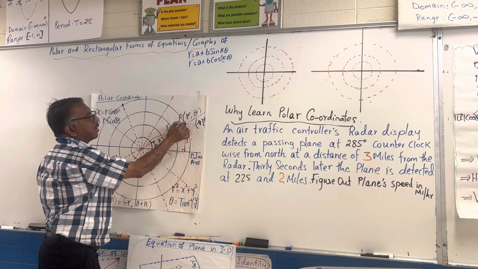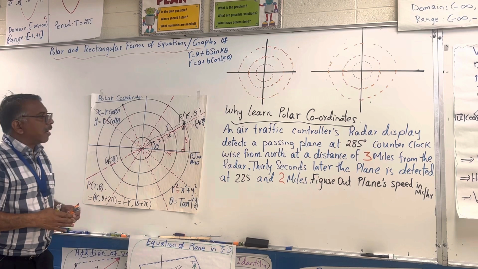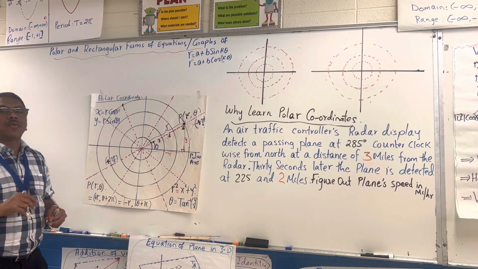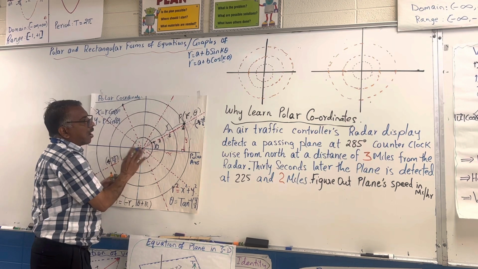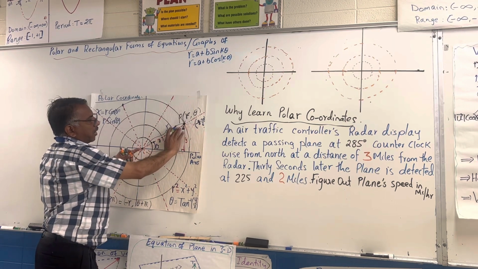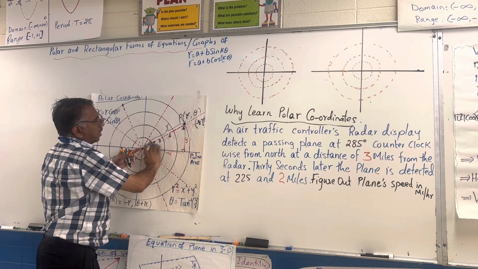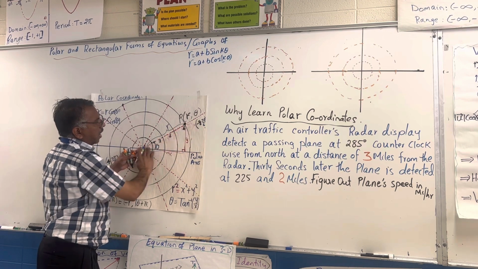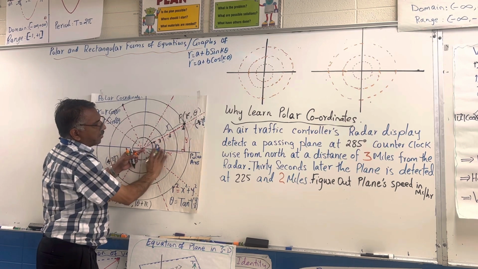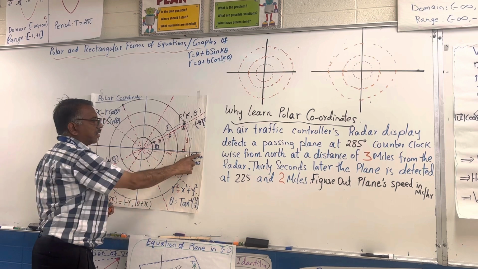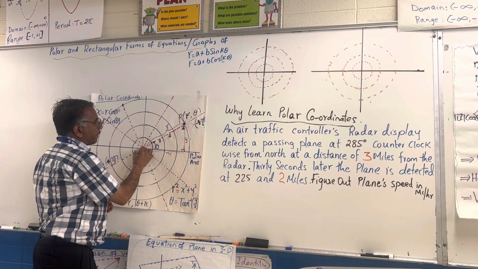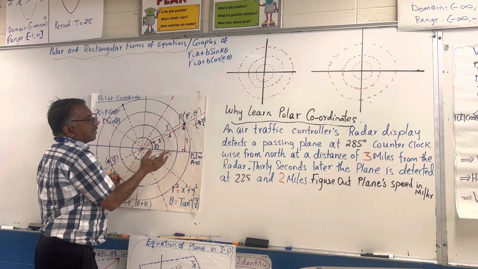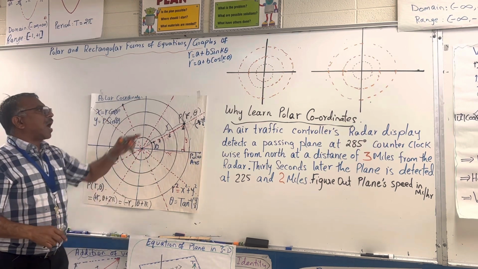This point can be identified not by x, y, but by how far away this point is from the center here, and what angle the dotted line makes with the polar axis. This line is a fixed line. So that's how we figure it out.